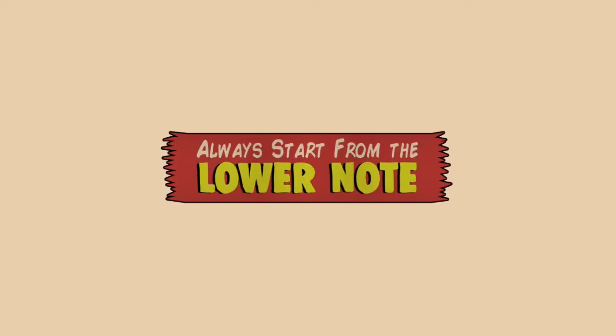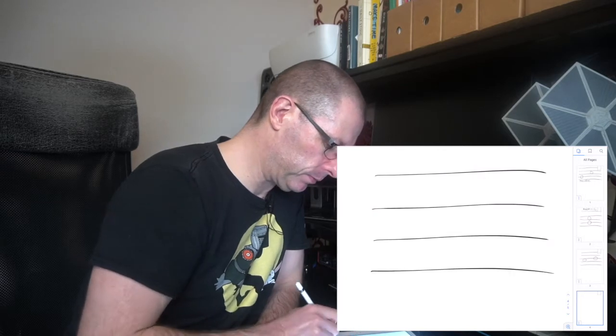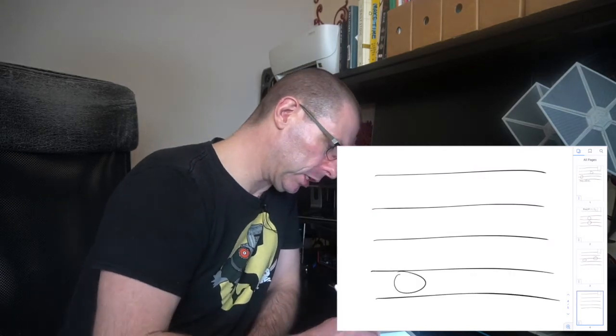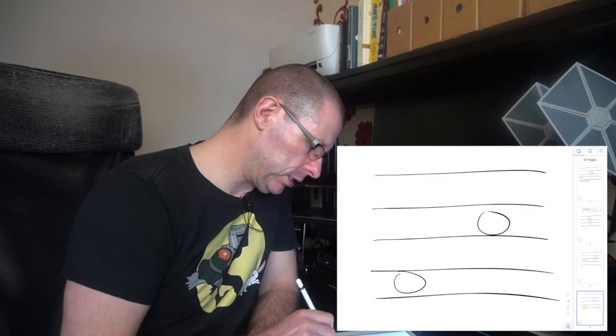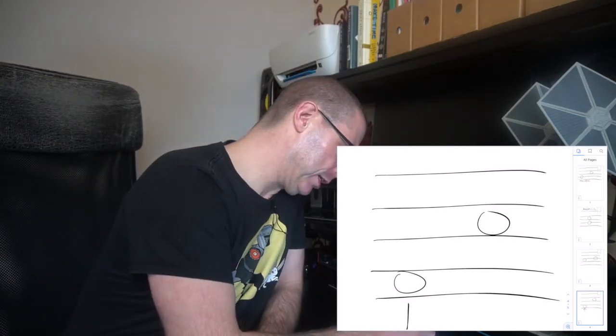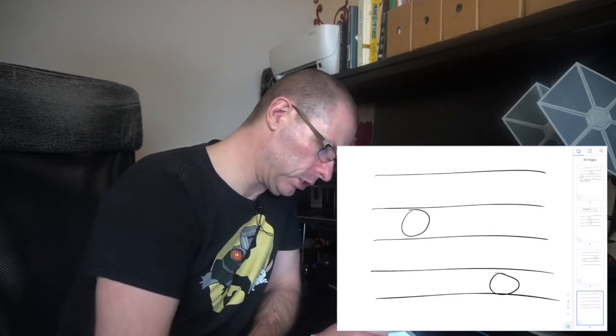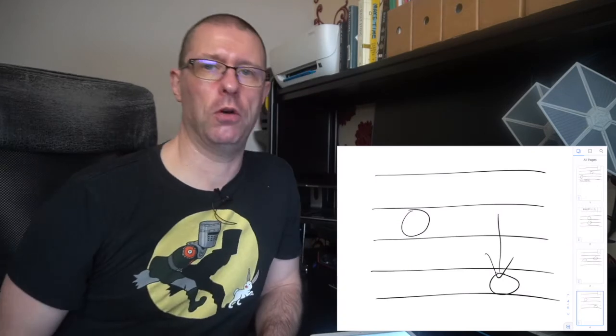One last thing before we start going into intervals as well is the order that we read them in. We always take intervals from the lower note, and that doesn't matter whether it's the first note or the second note in the interval. So if I do this, and I've got a melodic interval here, then we take the interval from that note. If I take that out and we've got an interval here, then we still take the interval starting from the lower note. It doesn't matter what order it's in.